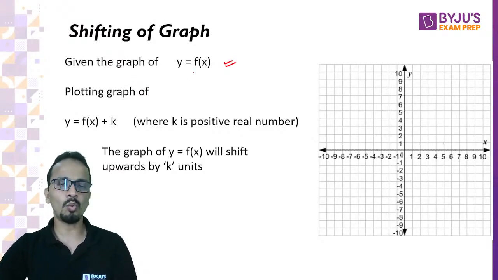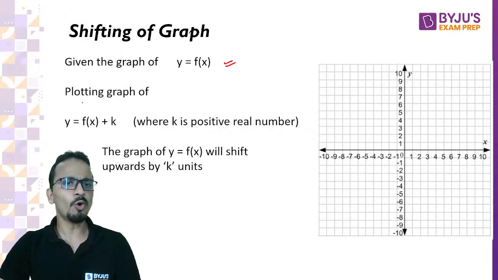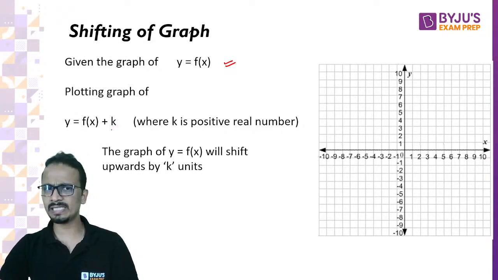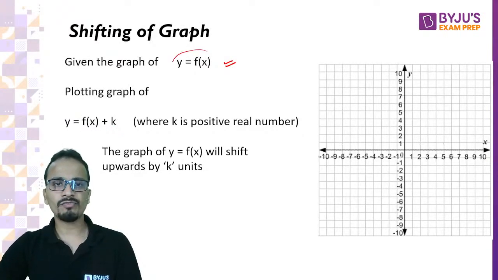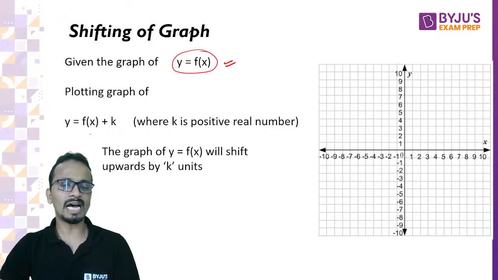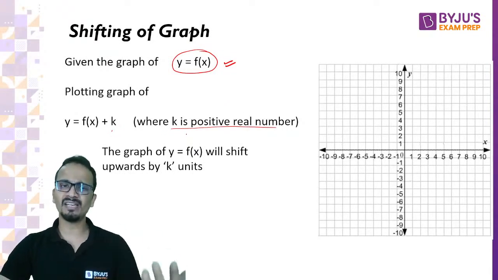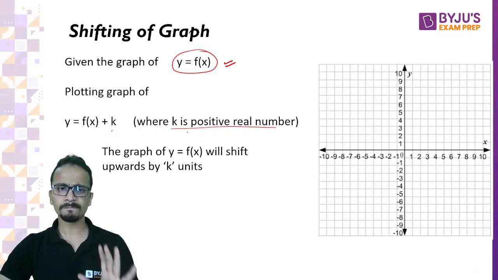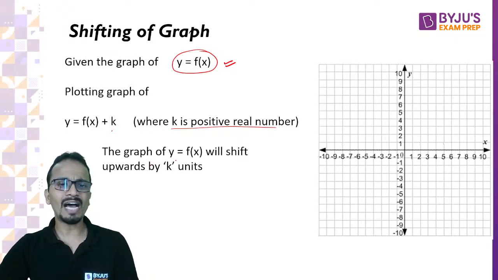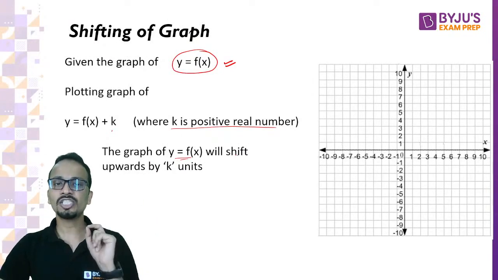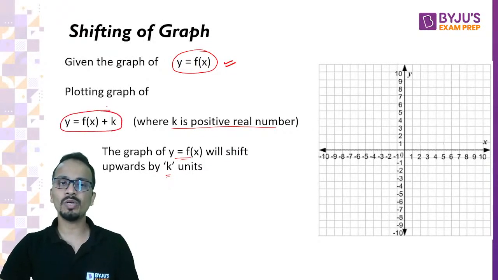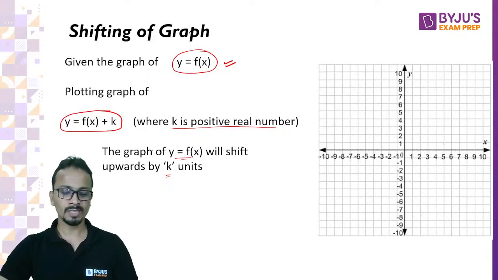So given the graph of y equal to f of x, now if you want to plot the graph of y equal to f of x plus k, I'll give you an example, don't worry. Using the graph of y equal to f of x, which is already given, you want to plot the graph of y equal to f of x plus k, where k is any positive number. k can be 1, 2, 3, 4.5, 6.3. It can be any positive real number. All right, so what will happen is the original graph of y equal to f of x will shift upwards by k units to give you the graph of y equal to f of x plus k.